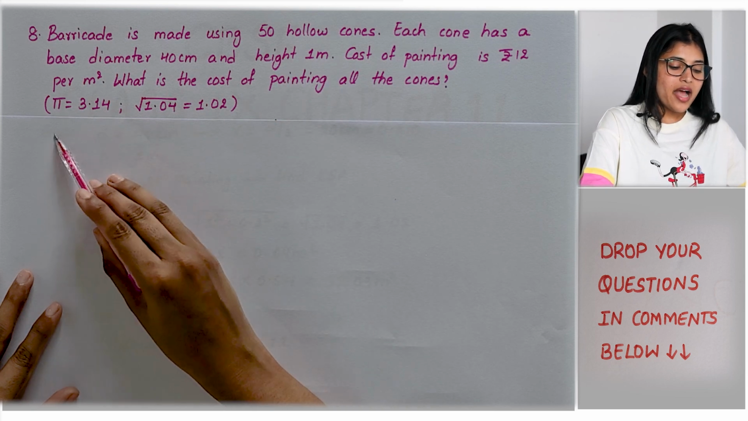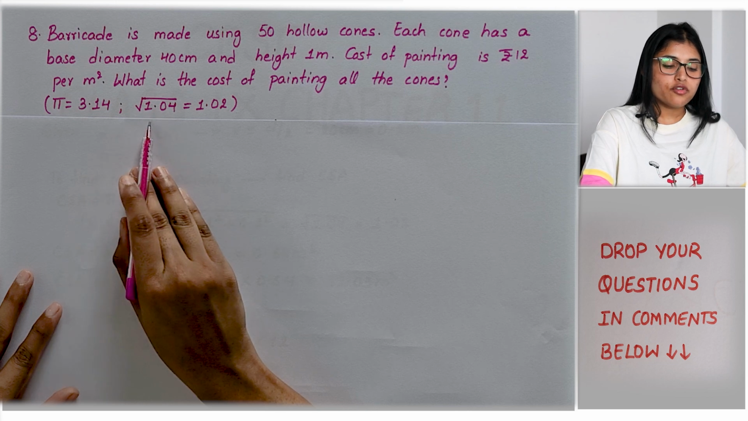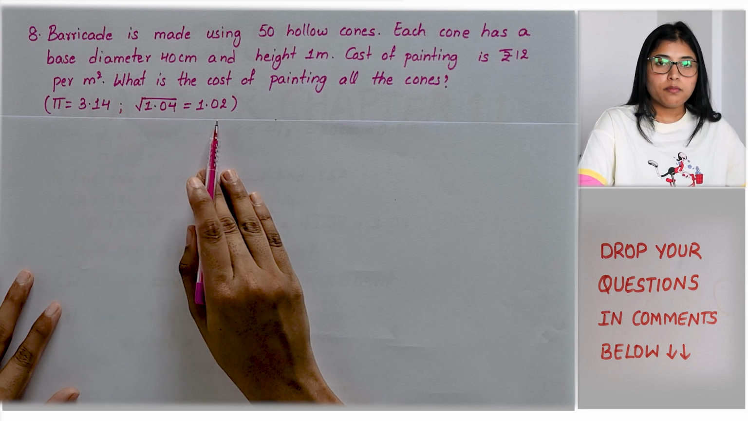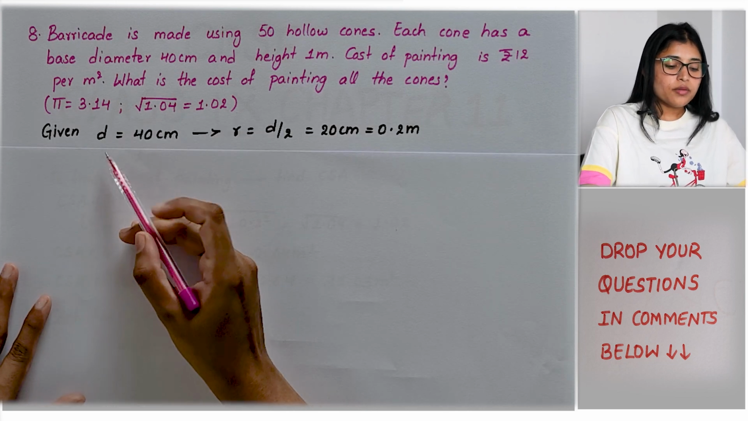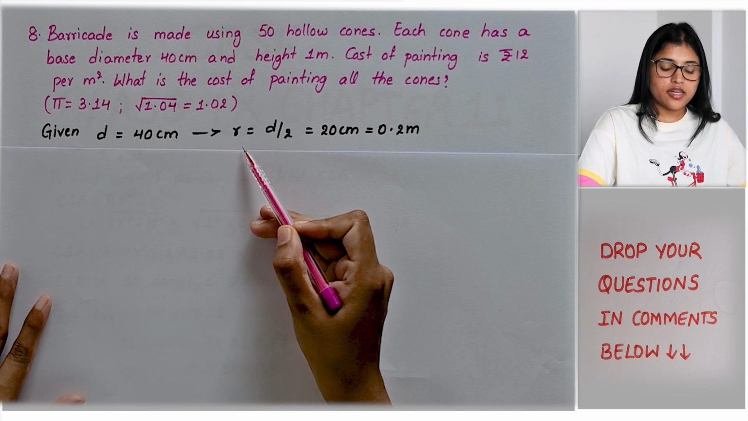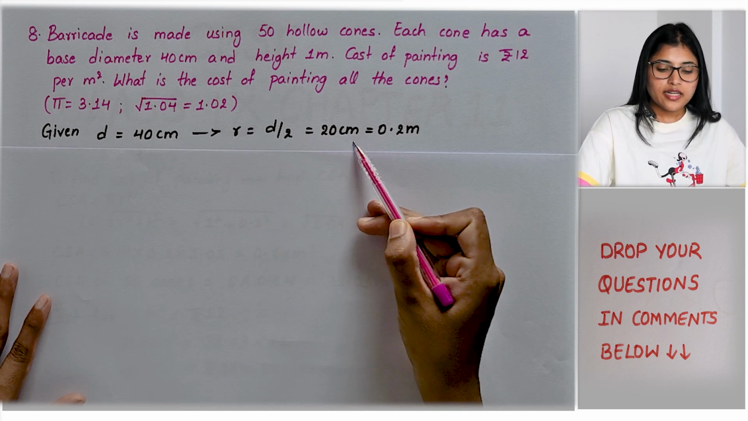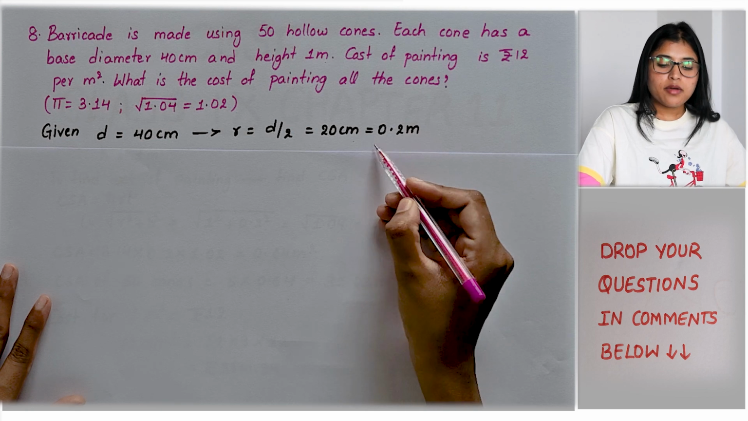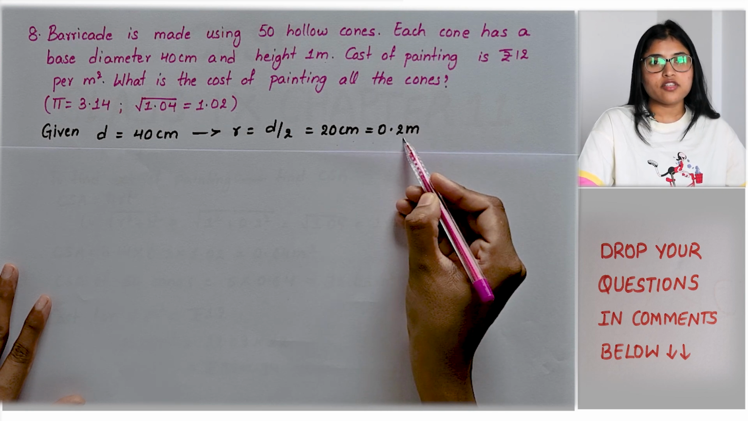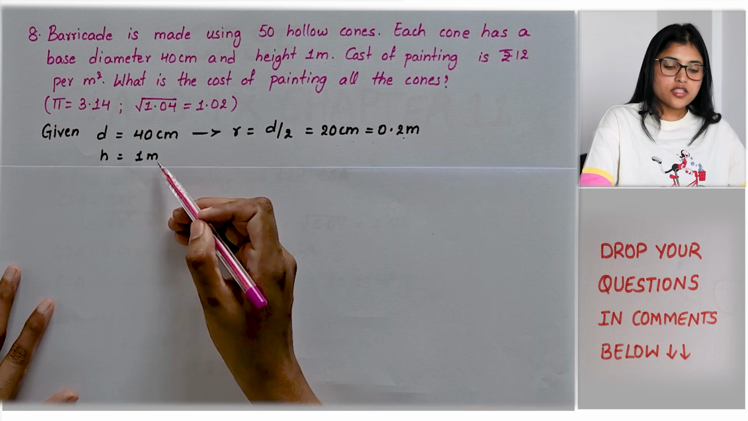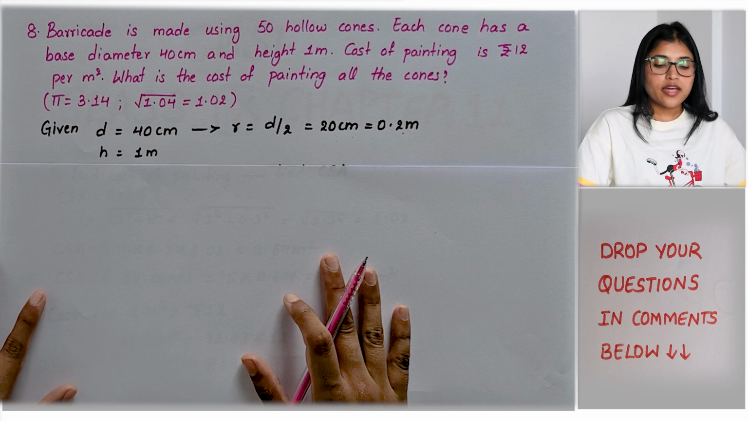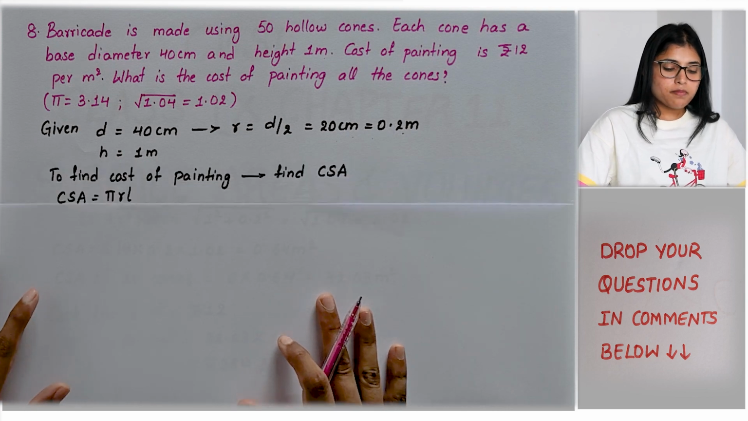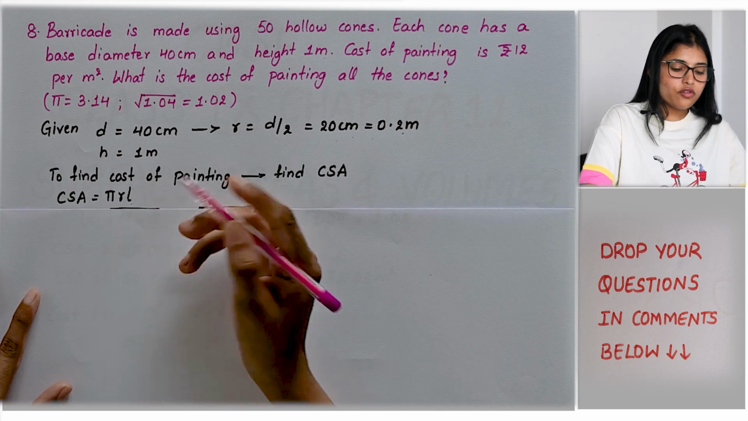Given to me are pi as 3.14 and square root of 1.04 as 1.02. Now from the given diameter, let me find radius as d by 2, which is 20 centimeters. Because rest of the dimensions are given in meters, I am converting this into meters as well, which is 0.2 meters. Height is 1 meter. Now let me find the curved surface area, which is pi RL. However, I need the value of L for it.